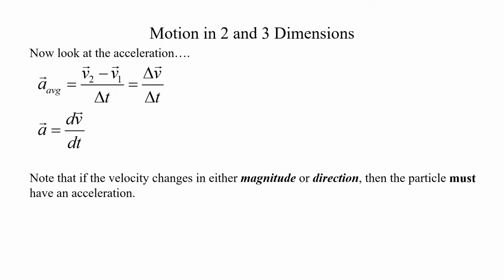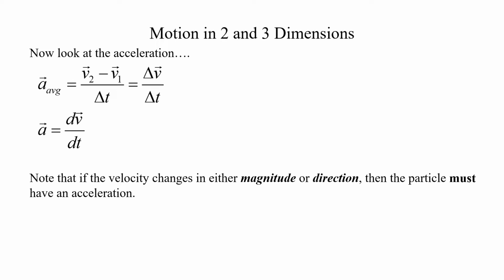Now let's look at acceleration. Of course, for the average, we have v2 minus v1 over delta t, or delta v over delta t, and then if we take the limit as delta t goes to 0, we get the instantaneous acceleration, which is dv dt. So it's the derivative of the velocity with respect to time.